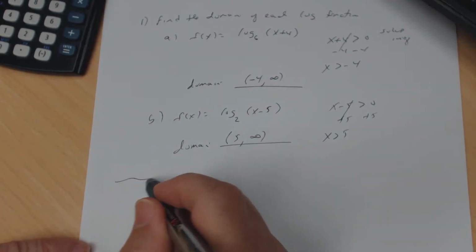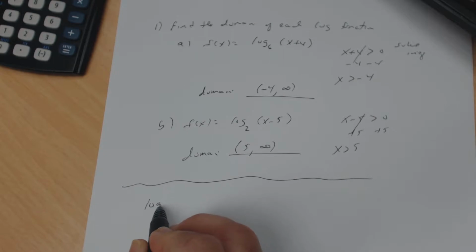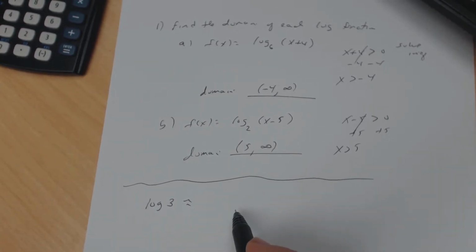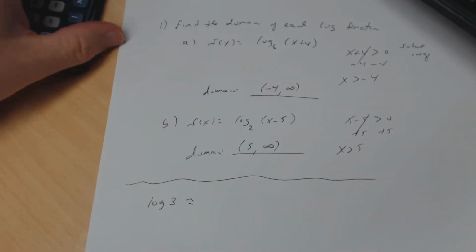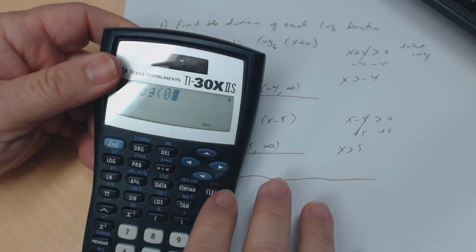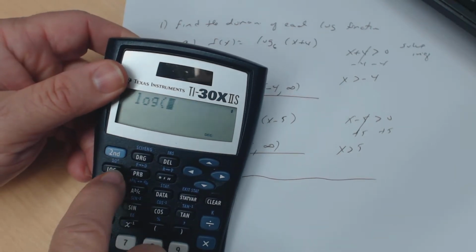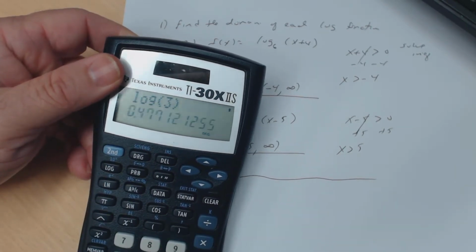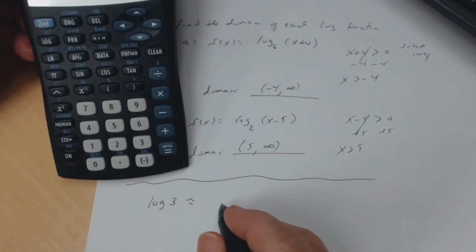Okay, now let's talk about this right here. You remember a while ago I asked you to take the log of 3? You found the log of 3, if you recall, to be, to 3 decimal places, 0.477.